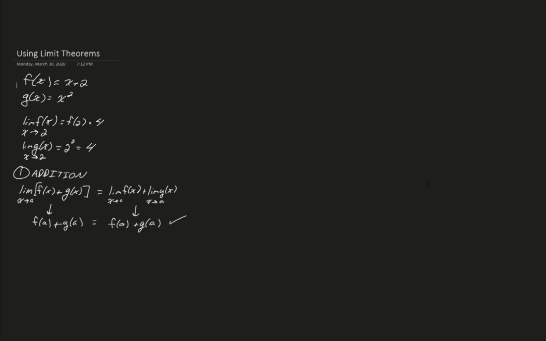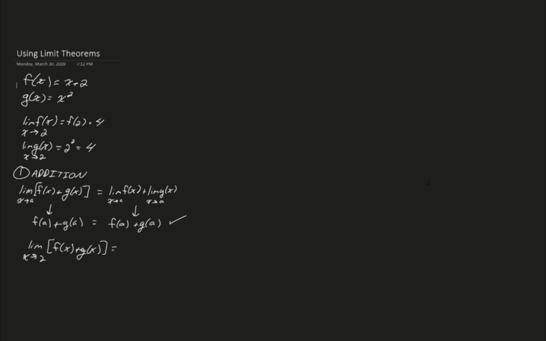This works out really, really nicely. So here we can actually use the addition here. We can set our a value to be that value we calculated earlier, which is 2. And we can actually do some of these calculations. So we can do f of x plus g of x as x approaches 2.